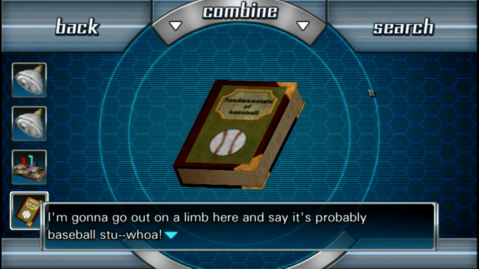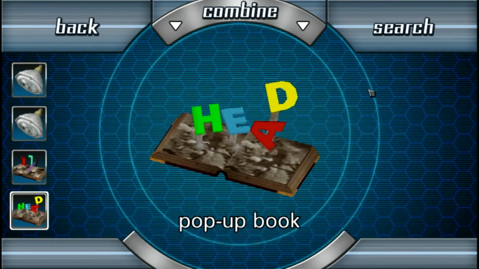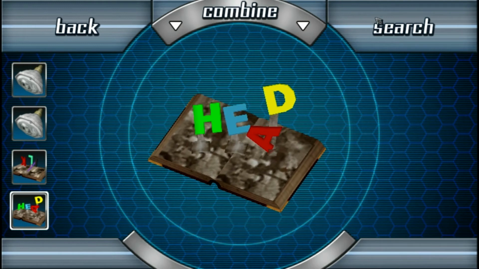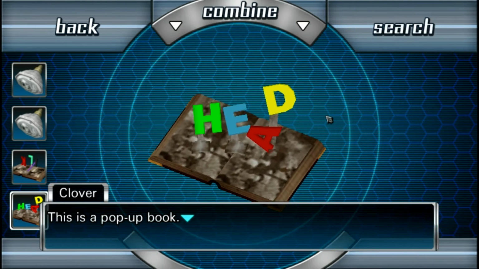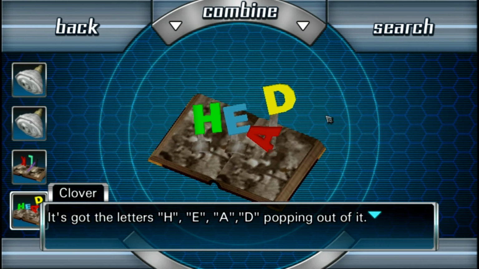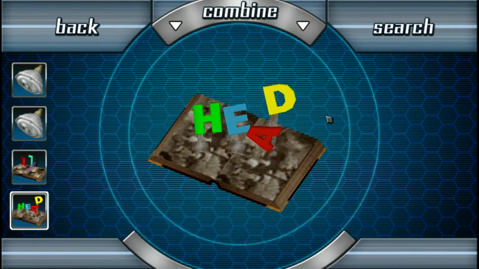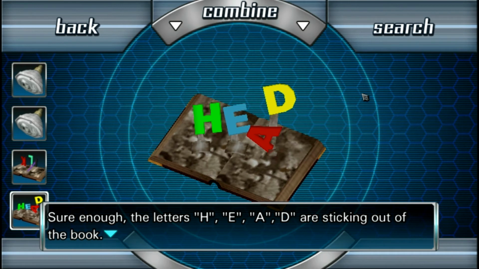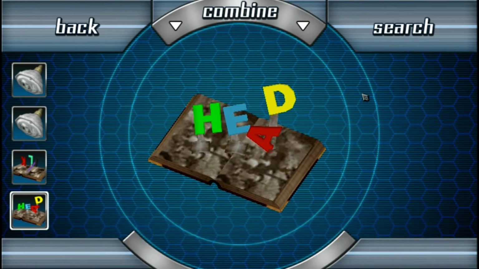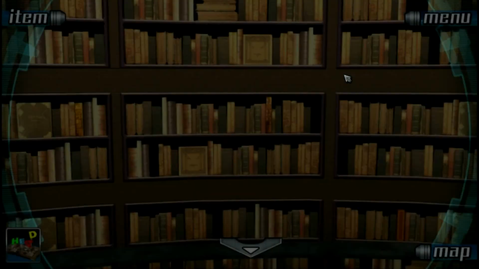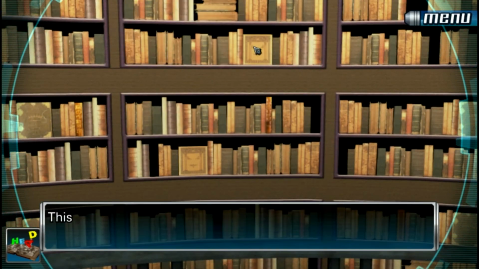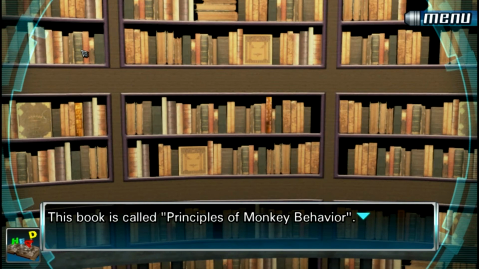I'm gonna go out on a limb here and say it's probably baseball stuff. Whoa! A head! We found a head! This is a pop-up book! It's got the letters H, E, A, and T popping out of it. Sure enough, the letters E, H, E, A, and D are sticking out of the book. I do have to wonder what is up with that.